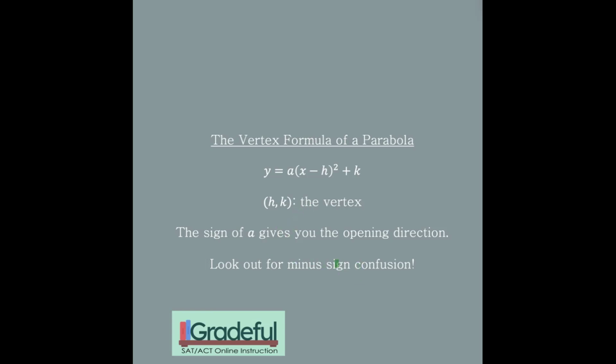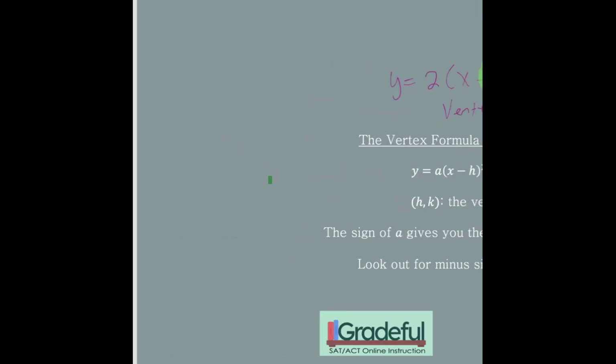Now, there's a little bit of minus sign confusion with this because you have a minus for h. So whatever point you see in here is the opposite for the x value, but it's not the opposite for the y value. So for instance, if you had 2x plus 5 squared plus 7, the vertex here would be -5, +7, because the number that you see here is the opposite of the x value of the vertex, but this number is the same as the y value of the vertex. So just something to keep your eye out on.